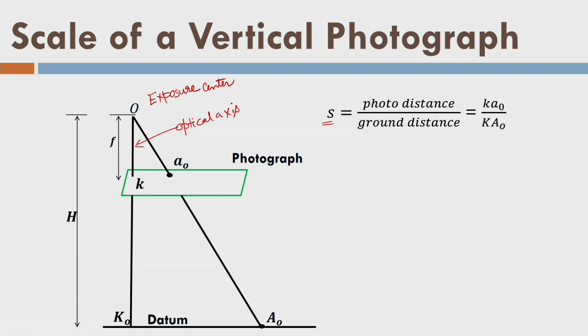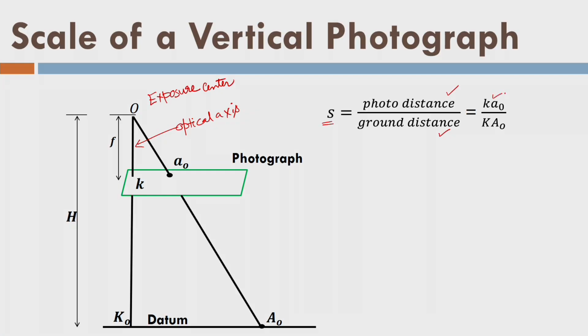That means if I take 2 points on the photograph, and I take the same points on the ground, and if I calculate 2 distances, and take the ratio of the 2 distances, this will be equal to the scale of the photograph, because I am assuming now that I am going to use my photograph to make the map. So I am going to find out what is the scale of my photograph, so that I can measure distances directly from the photograph. Okay, so that is the idea, Ka0. If you look at here, Ka0, this distance, divided by K0A0 here.